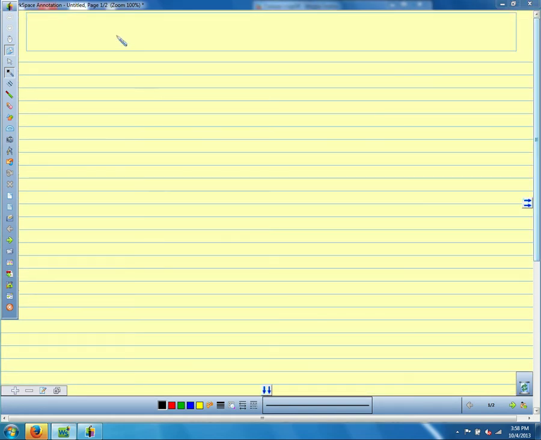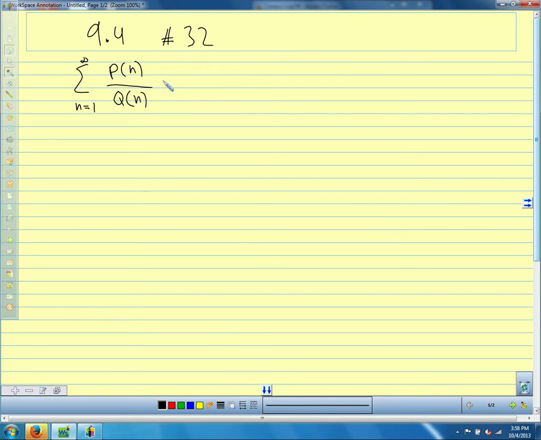All right, we're looking at section 9.4, problem number 32. And this problem asks us, we have a sum n equals 1 to infinity of this ratio of polynomials, a rational function, p of n over q of n. The degree of p equals j, and the degree of q equals k. And it asks us to show a couple of different things.